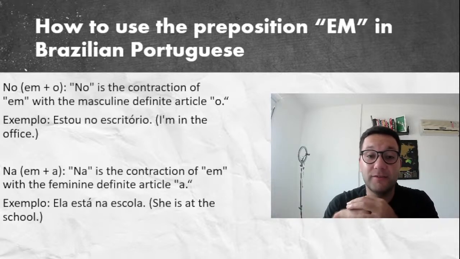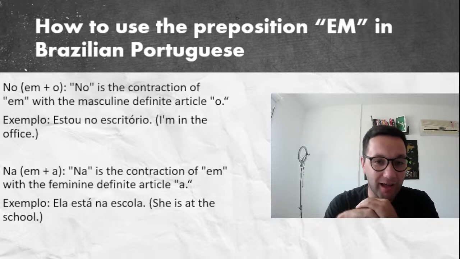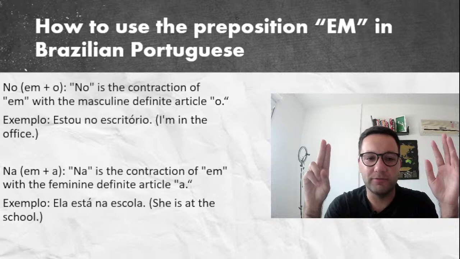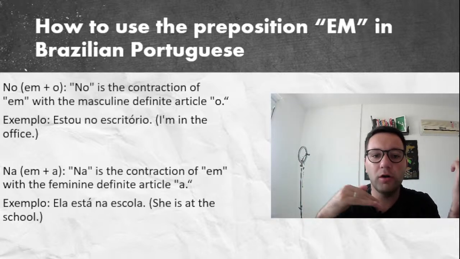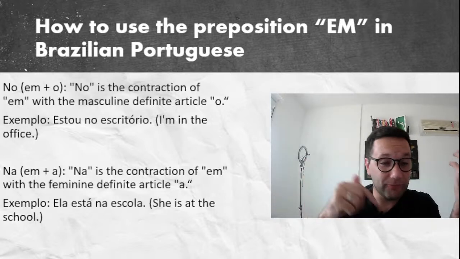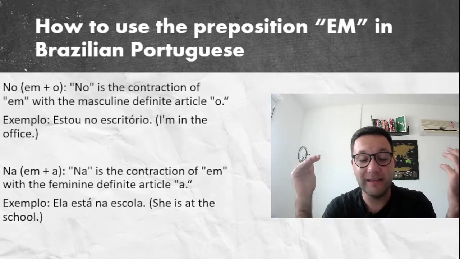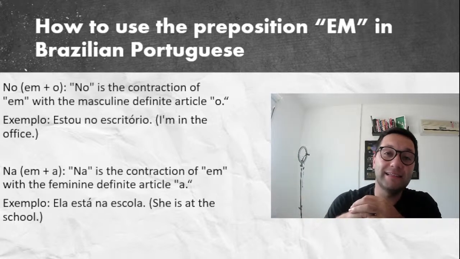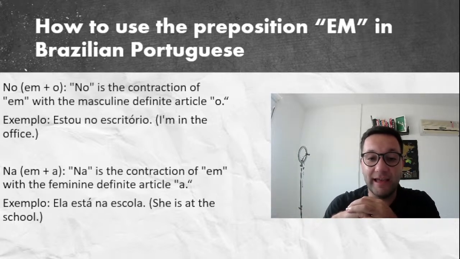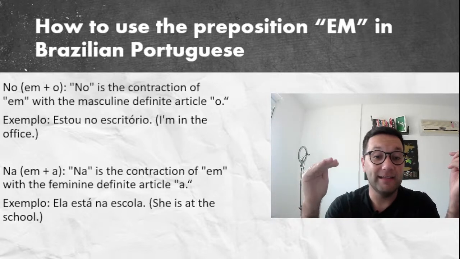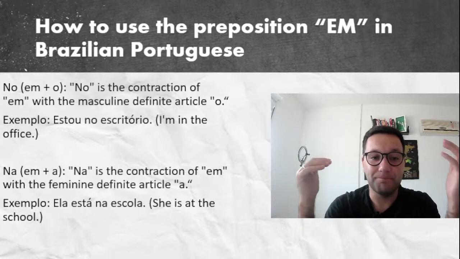Or here, estou no escritório. I am in the office. We make a contraction. In the. I'm in the office. Eu estou no escritório. Or em o, we make a contraction. We have the feminine, em plus a, na. Ela está na escola. She is at the school. We make a contraction with this at and the.